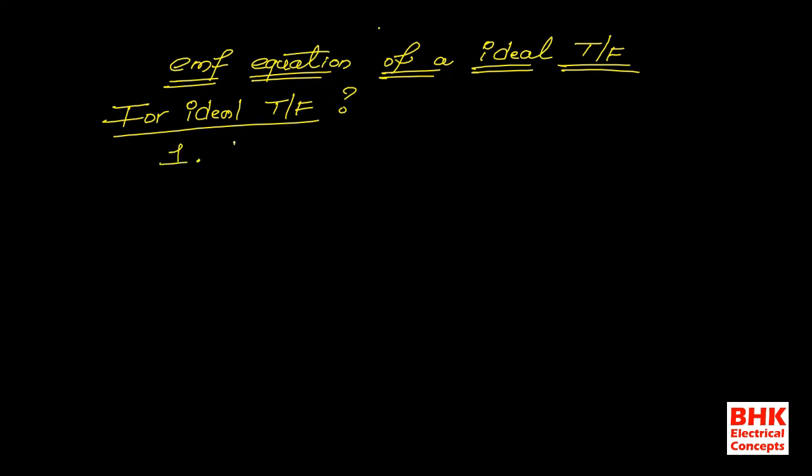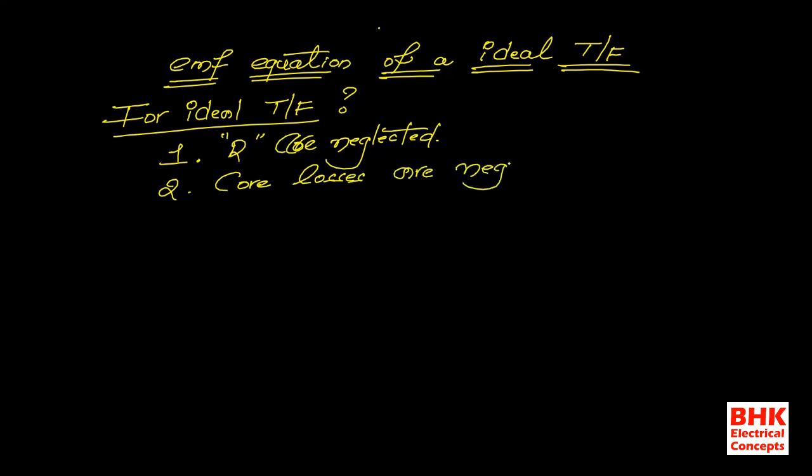Point number one is that the values of resistance R in the primary and secondary winding are neglected. Here the resistance values are neglected. Point number two is that core losses are neglected.